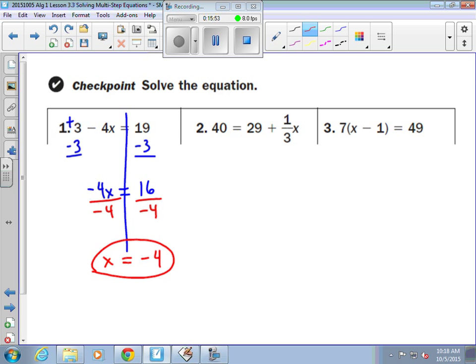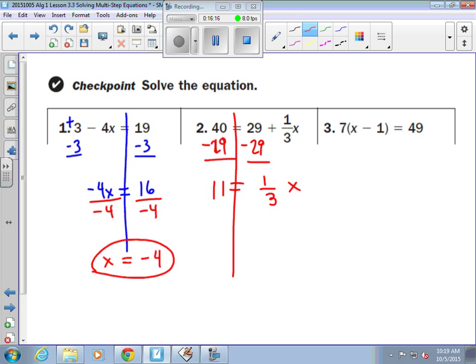40 is equal to 29 plus 1/3 times x. That's positive 29. Undo that by subtracting 29. If you do it to the right, do it to the left. Subtract 29. 10 minus 9 is 1. 3 minus 2 is 1. Is equal to 1 over 3x.